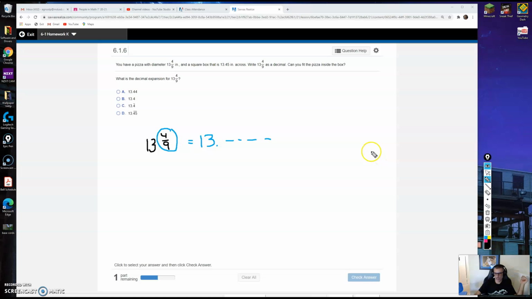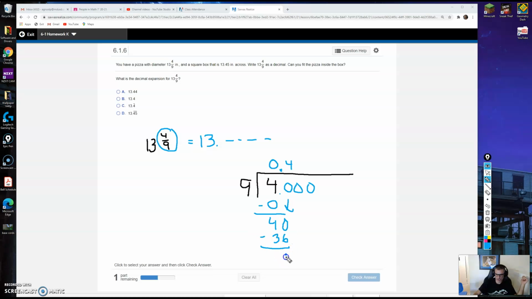So again, I'll do this one more time. The number on top goes in the house. The number outside goes outside the house, and then add your zeros. 9 goes into 4 0 times. 0 times 9 is 0. 4, bring down the first 0, make sure we have our decimal there. 9 goes into 40. I don't know, 4 times? 4 times 9 is 36. 40 minus 36 is 4.